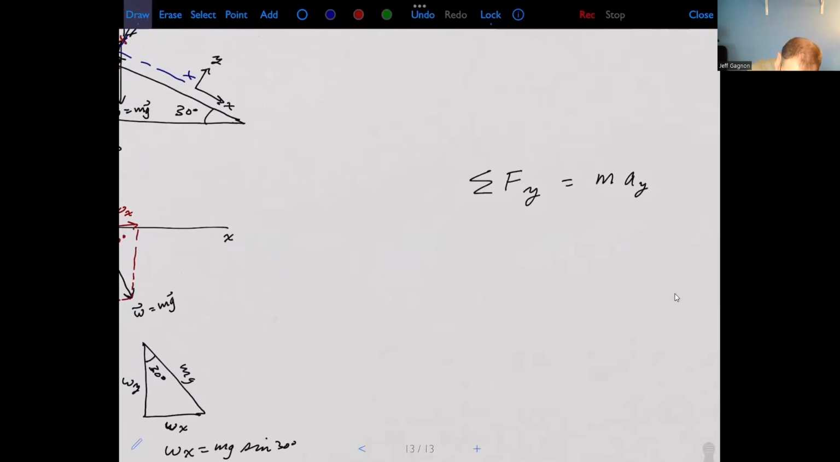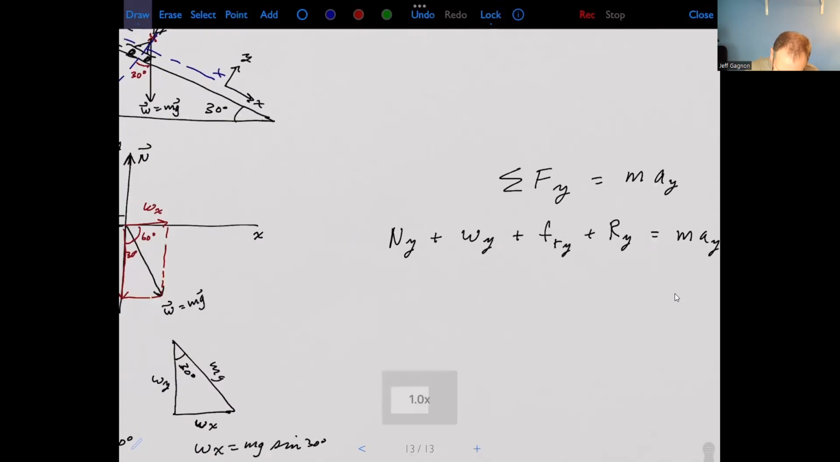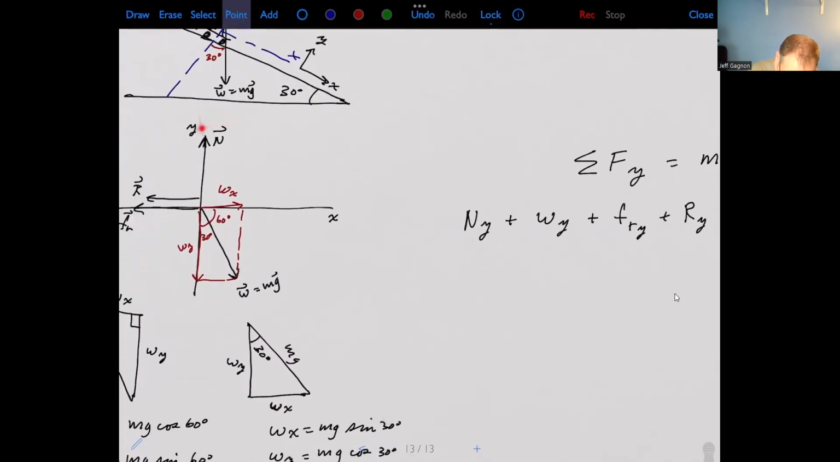So now I want the y component of the normal force plus the y component of the weight plus the y component of the rolling frictional force plus the y component of the air resistance is equal to m a_y. Because all of that normal force vector is in the positive y direction, the y component of N is just N. The y component of the weight, W_y, is negative, right? It's acting downward. So this is minus mg sine of 60.